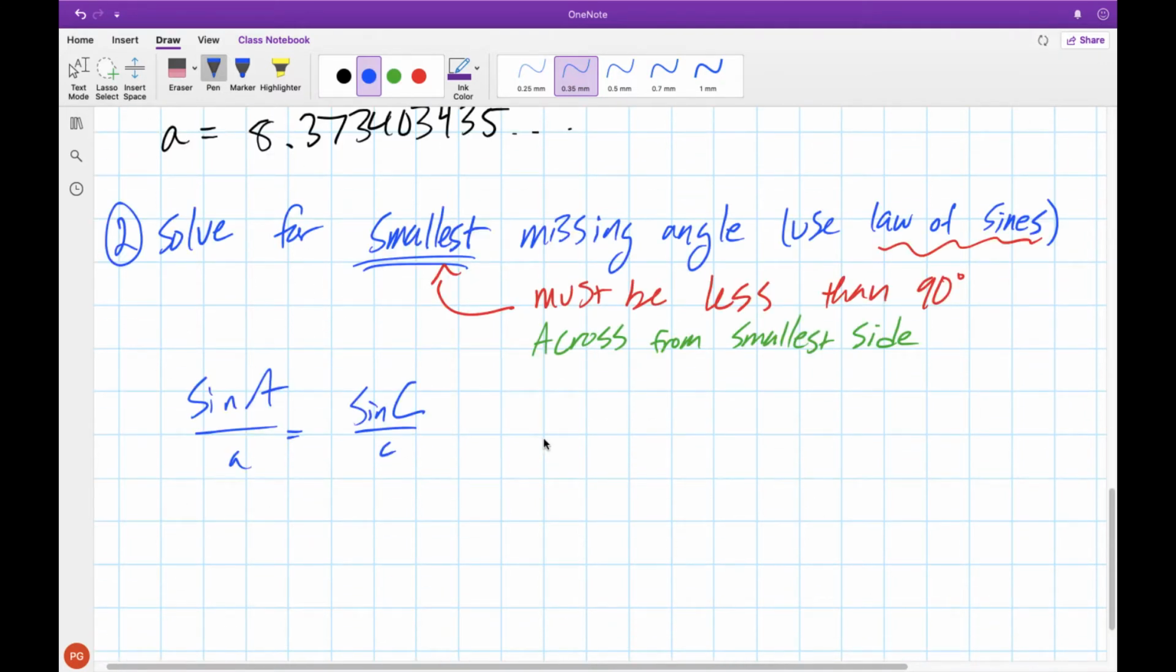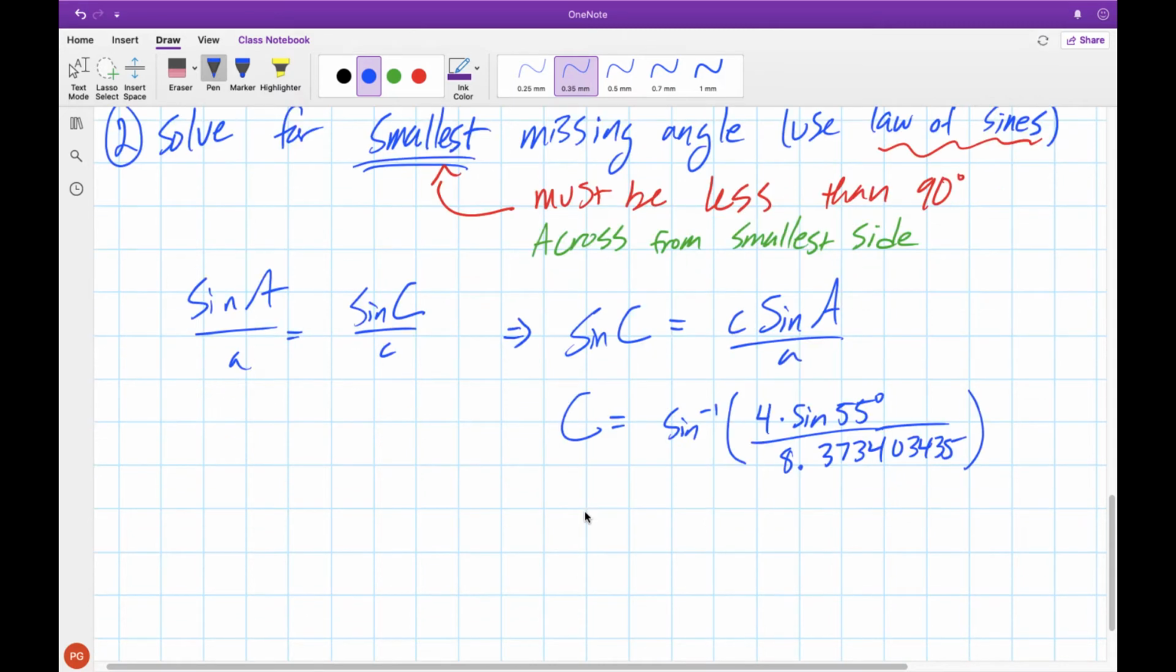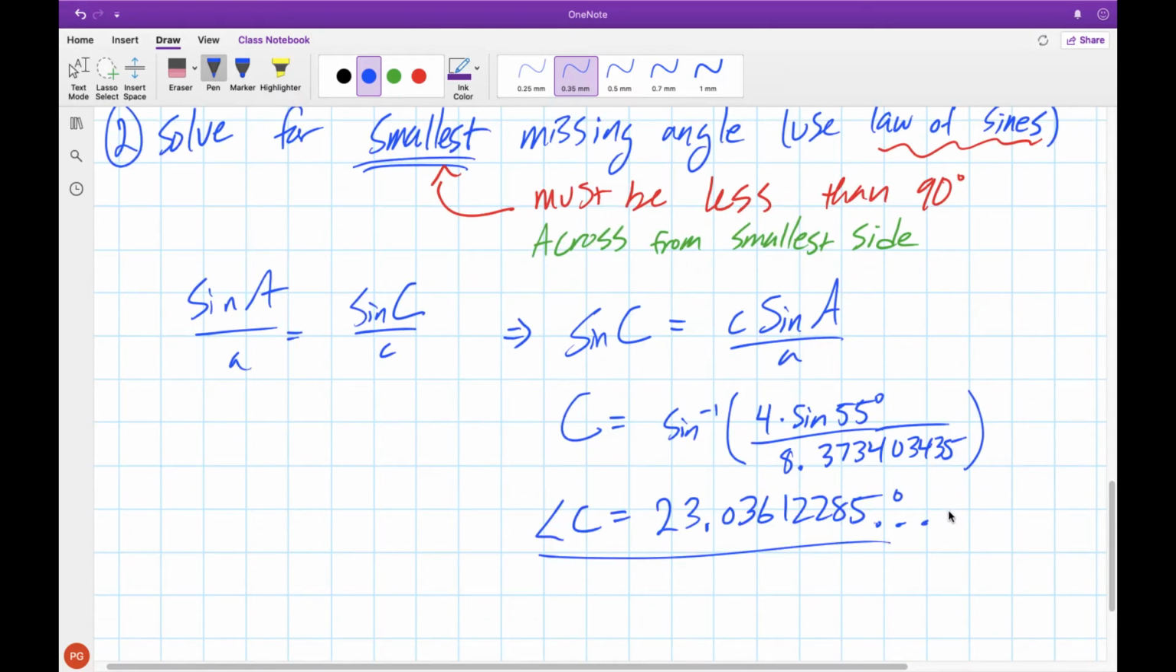Here we have our sine law. We can rearrange for our angle C. We plug in our numbers, and we get our value for our angle C. Here we don't need to worry about our ambiguous case because we solve for the smallest angle, which has to be less than 90 degrees.